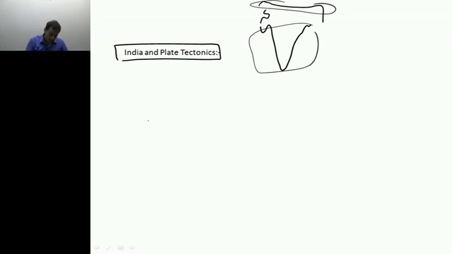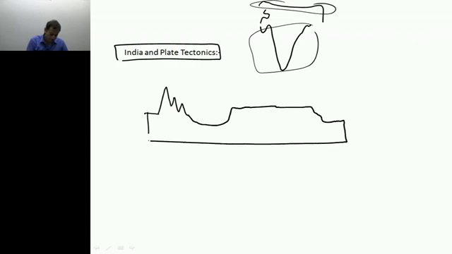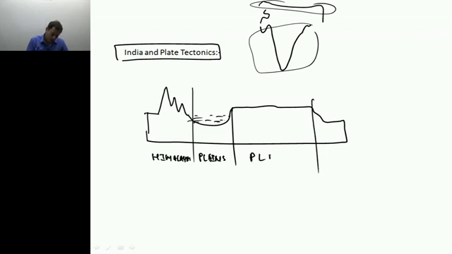If we take a cross section of India, it will look like this: the three ranges of Himalayas, then the Great Plains of India, being filled by sediments, then the plateau region and the coastal plains. So we have the Himalayan region, we have plains, we have plateau, and we have coastal plains.